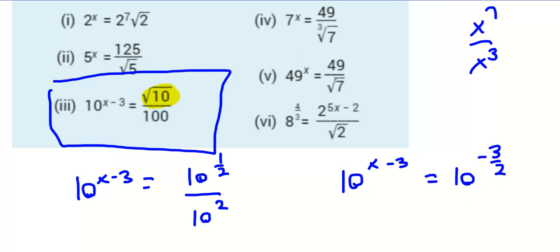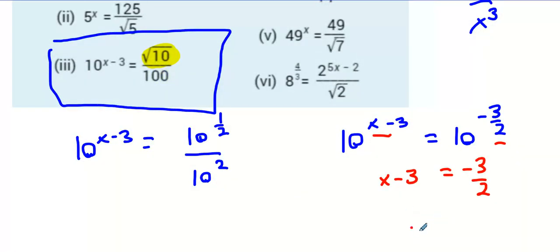And then what can we say about the powers? X minus 3 equals minus 3 over 2, yeah? 3 minus 3 over 2, which is? Another 3 over 2. Yeah.